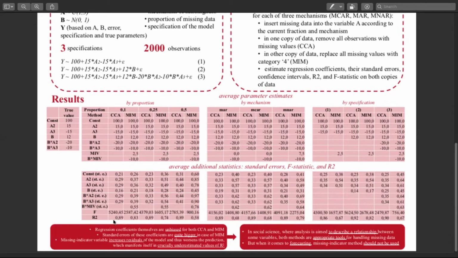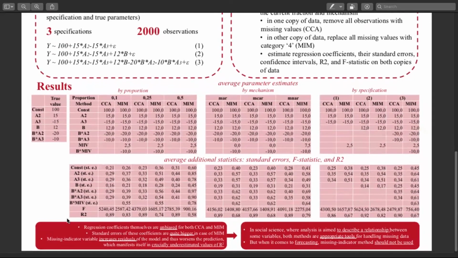Finally, take a look at F statistic and R squared here. Again, in case of MIM, we observe underestimated R squared. Considering the fact that all regression coefficients are equal between two methods, we conclude that F statistic and R squared are affected by a missing indicator variable that is present only in case of MIM.